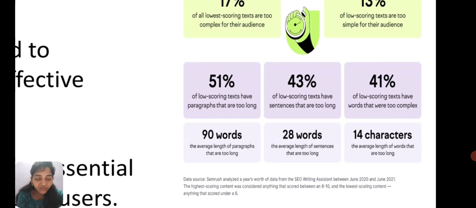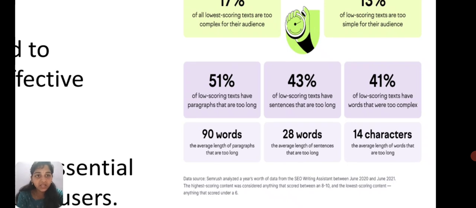And 51% of low scoring texts have paragraphs that are too long, with 90 words as the average length of paragraphs that are too long. And 43% of low scoring texts have sentences that are too long, with 28 words as the average length of sentences that are too long.